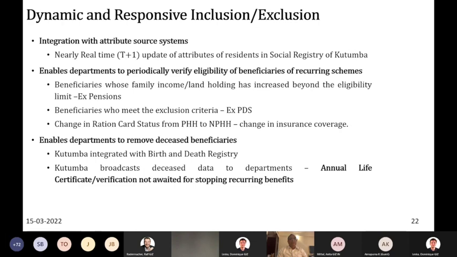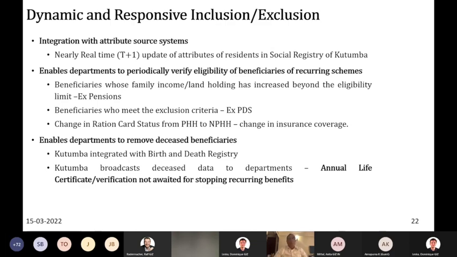We, of course, allow departments to periodically verify the eligibility. While we push data on a daily basis, these departments, we help them on a batch mode also, whatever way they are comfortable. One has to understand that the technical competence of organizations will increase slowly, and therefore sometimes batch modes will also be very useful.